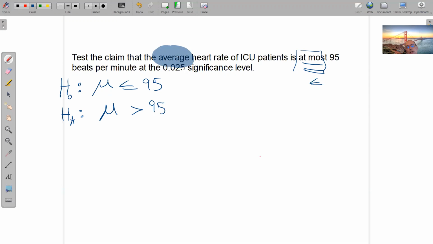Okay. Now they're giving us a significance level of 2.5%. That's a little less than 5%. And again, heart rate is a big deal. ICU is a big deal. So we would probably want a significance level of less than 5%. So they're telling me that the cutoff for an unusual event is 2.5%. Again, this is a cutoff for an unusual event.